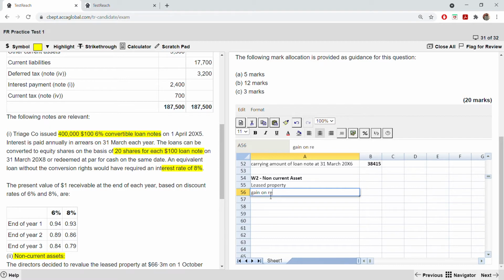So, gain on revaluation and carrying amount of lease property. It is understood of lease property. So let us start with the carrying amount. Whenever you're writing beginning and end, write the date. Okay, carrying amount at which date? First, 1st April 2005.